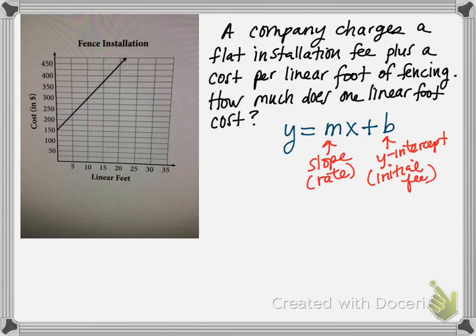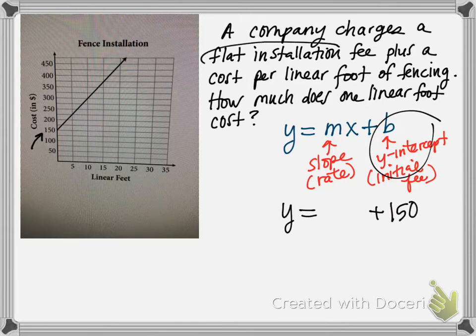So if I look at the graph, I'm going to fill in the easiest part, the y-intercept. Where does it cross the y-axis? It crosses the y-axis right here at 150. So I know my y-intercept is 150, which means their initial fee, their flat installation fee, is $150.